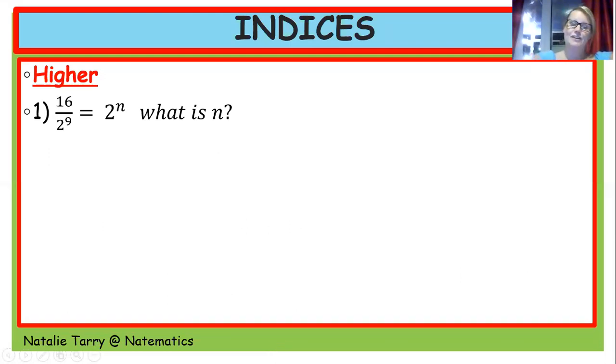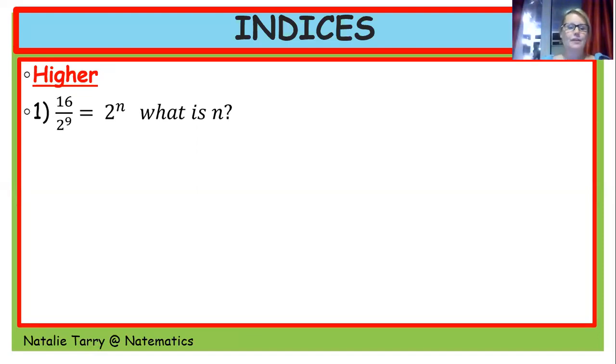So, first question, 16 divided by 2 to the power of 9 is equal to 2 to the power of n. Now, what is n? As I always teach my students, we'll treat n as a number. It's representing something. It might be 5, it might be 10, it might be minus 2, it might be minus a half. We need to find out what value of n would make the left-hand side equal 2 to the power of n.